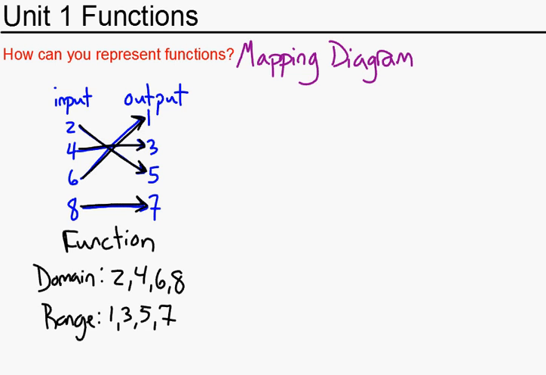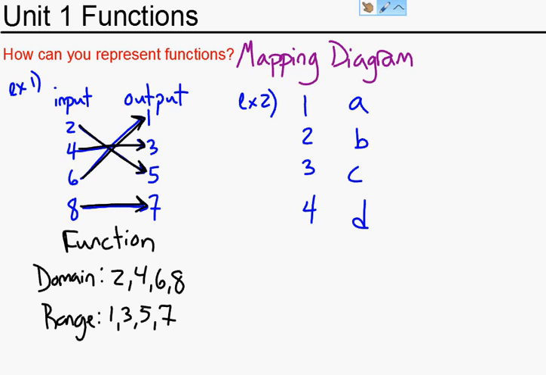Let's suppose I have a second example. So if that's example 1, example 2 might look like this. Let's say that the input column is 1, 2, 3, 4. And the output column in this case is going to be letters A, B, C, D. So this possible function takes numbers and changes them into letters. And it does it in the following way. 1 goes to A, 2 is going to B and C, 3 goes to D, and 4 goes to A.